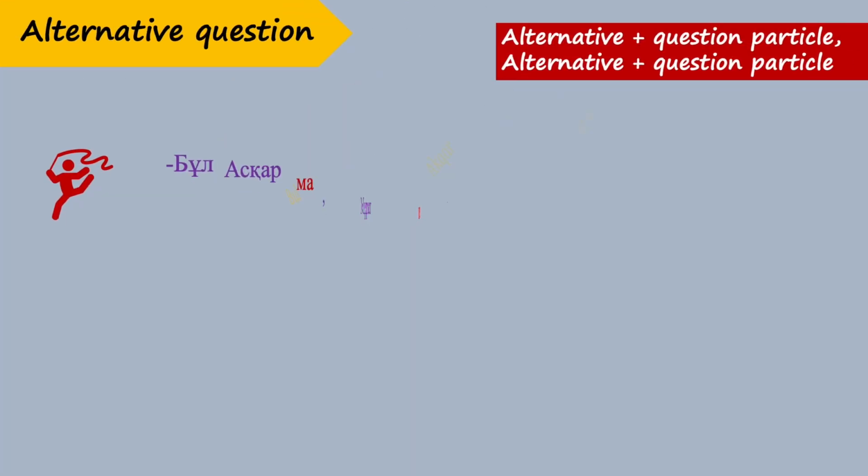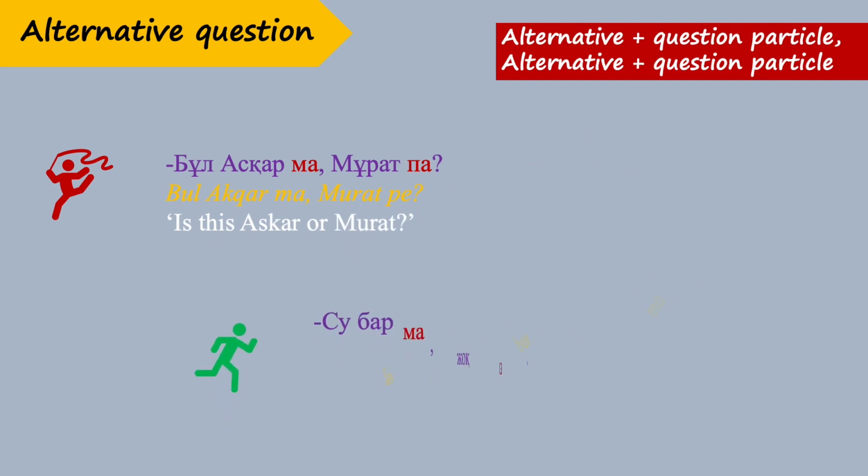There are more examples to practice. "Бұл Асқар ма, Мұрат па?" Is this Asqar or Murat? "Су бар ма, жоқ па?" Is there water or not?